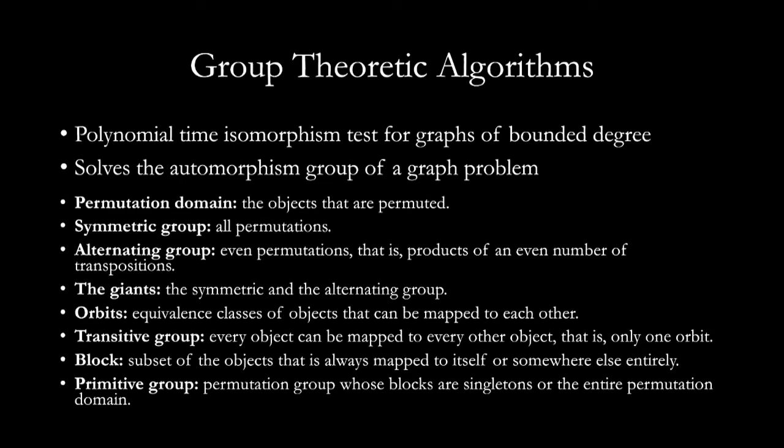Orbits are equivalence classes of objects that can be mapped to one another. A transitive group is one where every object can be mapped to every other object. A block is a subset of the objects that is always mapped back to itself or somewhere else entirely, and a primitive group is a permutation group whose blocks are singletons, or the entire permutation domain.